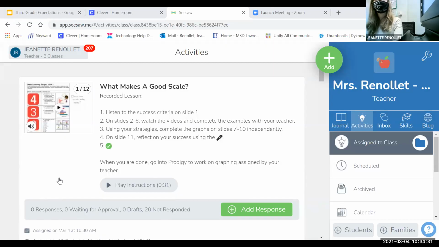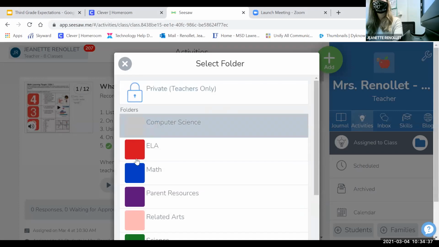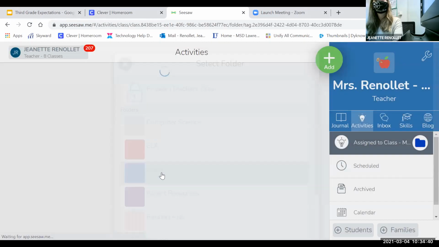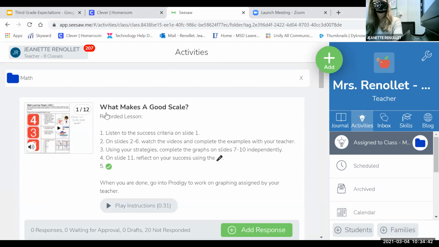In math today, we're going to start on Seesaw. Please click on Activities. Click Assign to Class folder. Blue, Math. And our task is called What Makes a Good Scale?